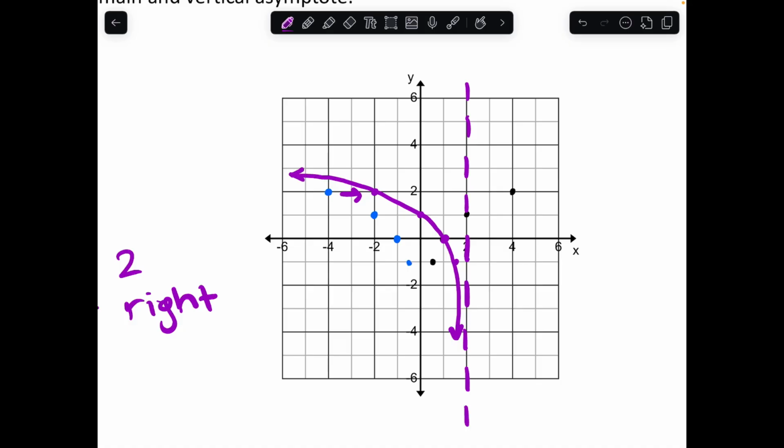Now, this is our graph, but we can kind of clean it up a little bit by erasing our intermediary points, and so let's do so. Much better. So let's go ahead and move on to our last problem.